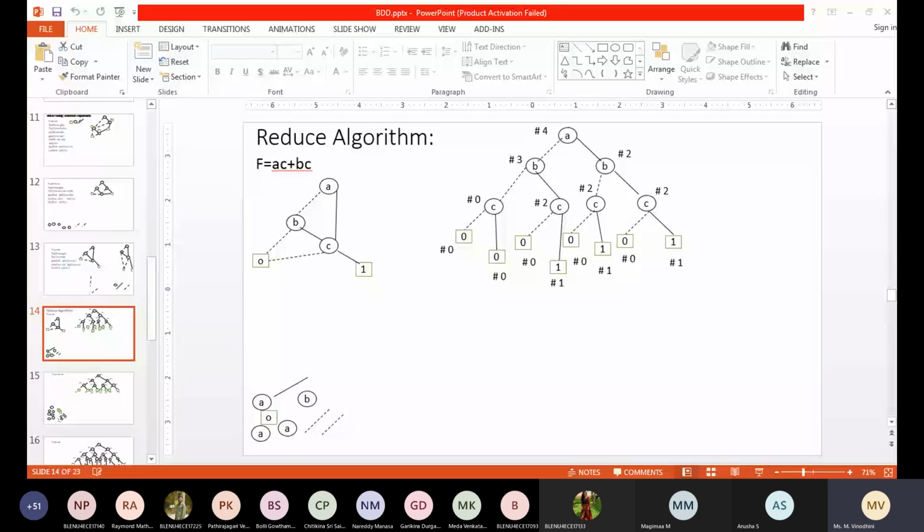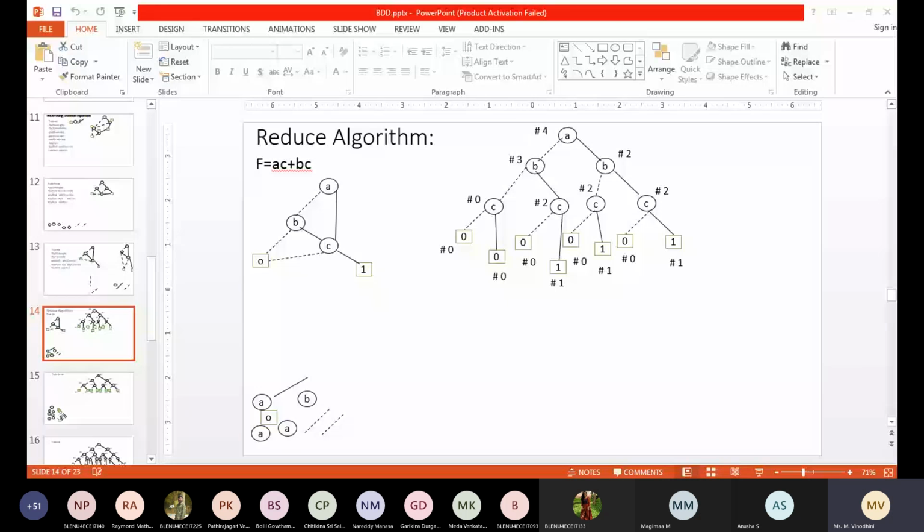And the third method is, for any given Boolean expression, first we have to draw the binary decision tree. And in the binary decision tree, for each and every leaf node, intermediate node, root node, for everything we have to assign some number as per the reduce algorithm. And as per the numbers, we need to convert the binary decision tree to a binary decision diagram.